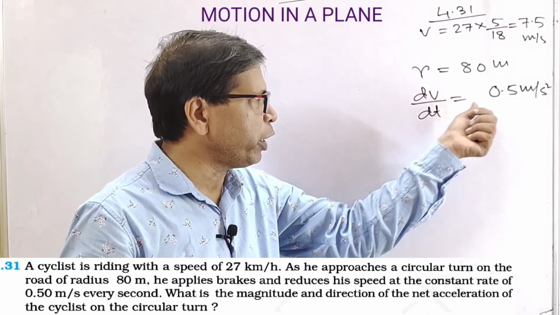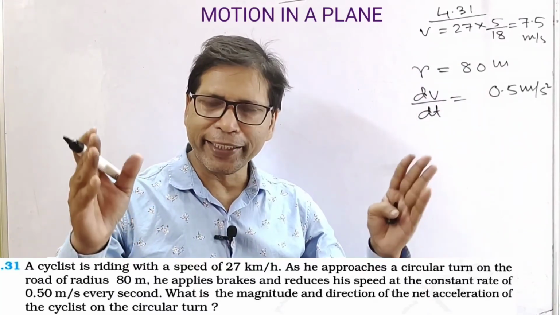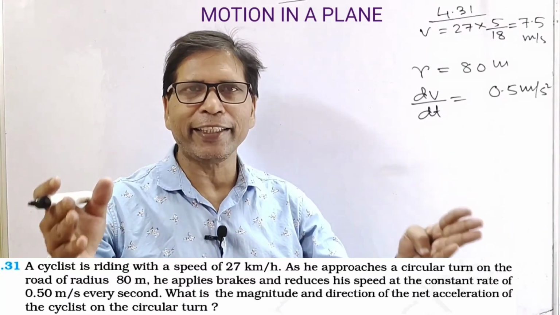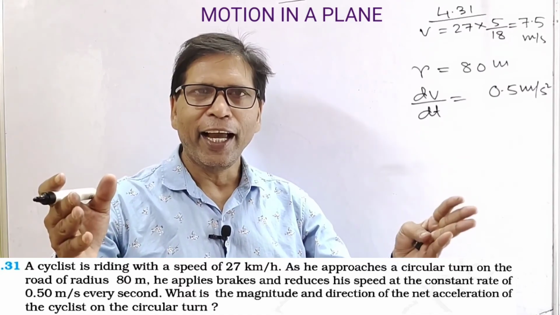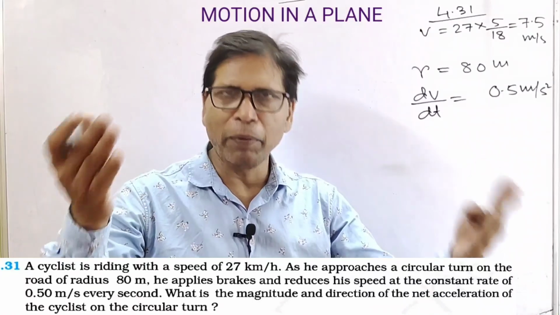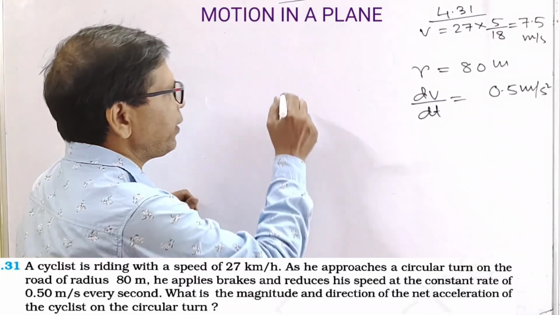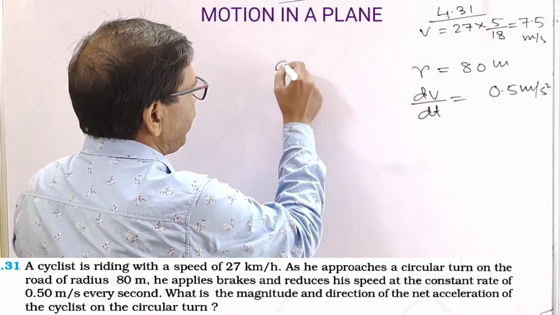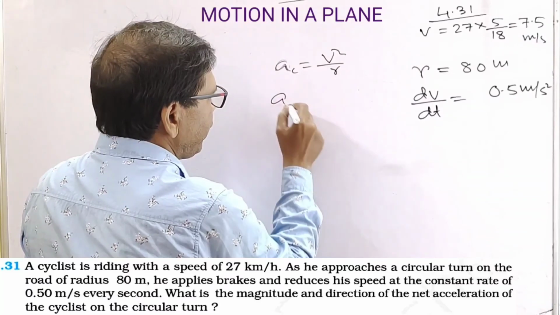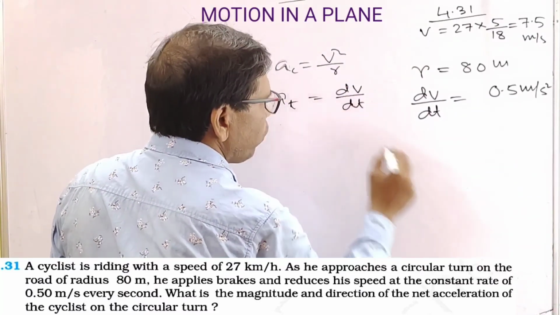Now next. In a circular path of radius 80 meter, a cyclist moves at 27 km per hour and its velocity reduces at the rate of 0.5 meter per second square. We have to calculate the net acceleration of the cyclist and its direction. As the cyclist moves with variable velocity, it has two accelerations. One is centripetal acceleration a_c equal to v square by r, and the other is a_t, which is dv by dt.